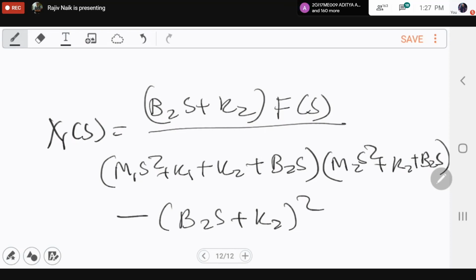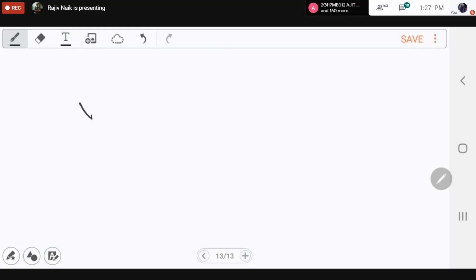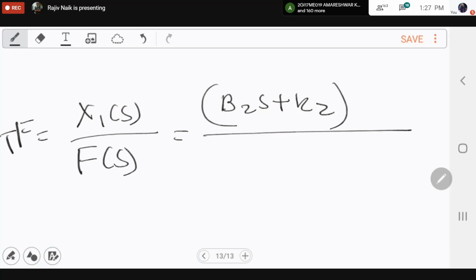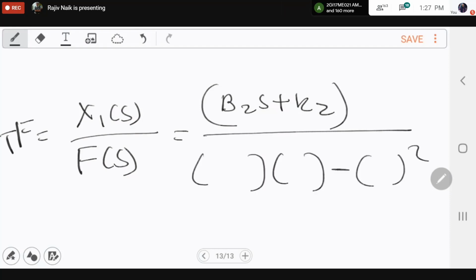So now I want a transfer function. As per the definition, transfer function is output divided by input. So it is x1 of s divided by f of s. That is the final step. So the transfer function x1 of s divided by f of s is equal to b2s plus k2 in the numerator. Denominator, these two brackets minus this bracket whole square. This will come as it is.